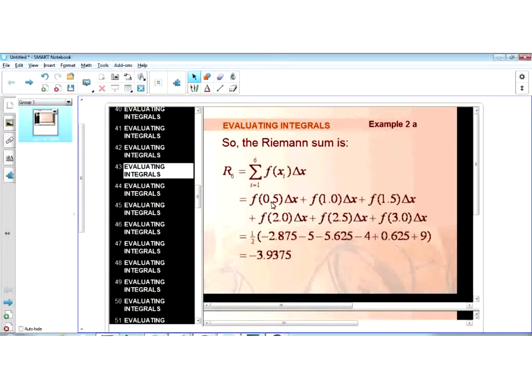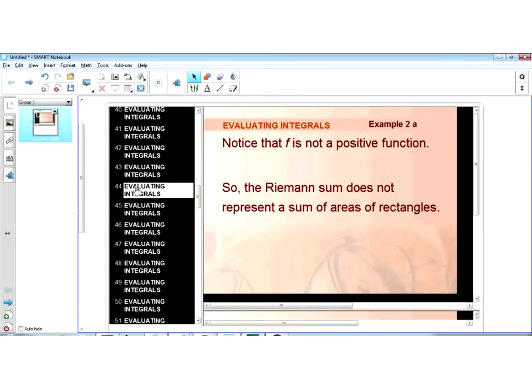So R sub 6 is equal to the function evaluated at the sample point, which is the right endpoint, times your delta x. We said that the delta x is a half. In calculating R6, we get negative 3.9375, which is plausible because most of the area of this curve lies below the x-axis. It was done using the same technique from the first lecture, 5.1.